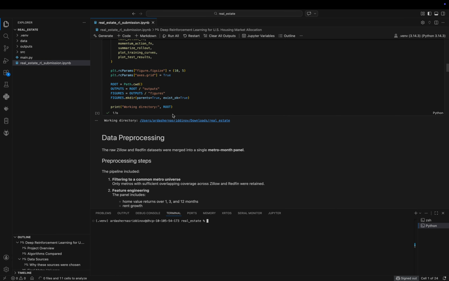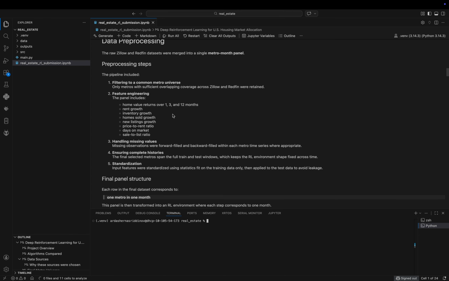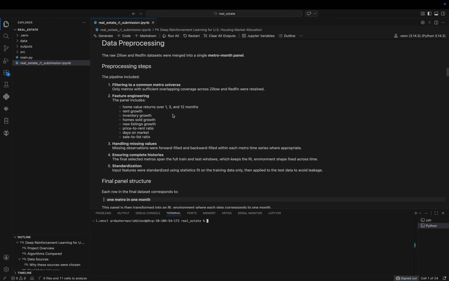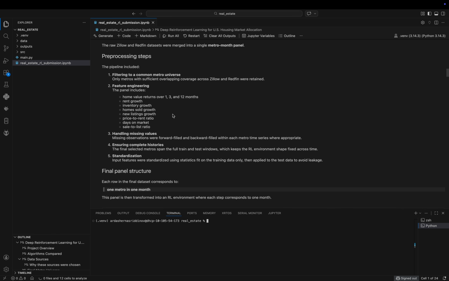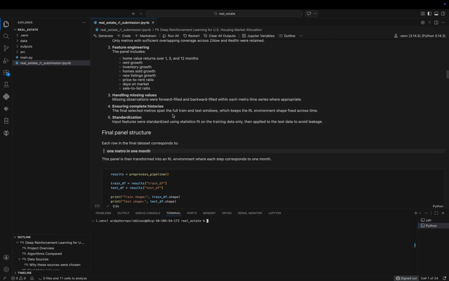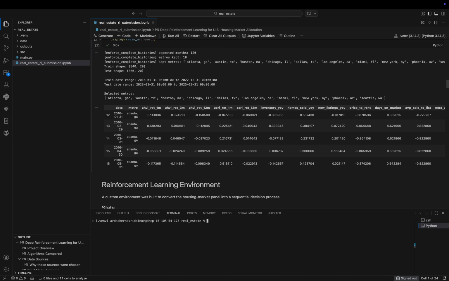Getting to the data pre-processing, I merged the Zillow and Redfin data into a single metro-month panel. I engineered features like 1, 3, and 12-month home value returns, rent growth, inventory growth, homes sold growth, new listings growth, and a bunch of others. I also handled the missing values and standardized features, basically combining all the data sets together and creating one clean data set that the RL algorithm can later work with. Here are some examples of the cleaned up data.